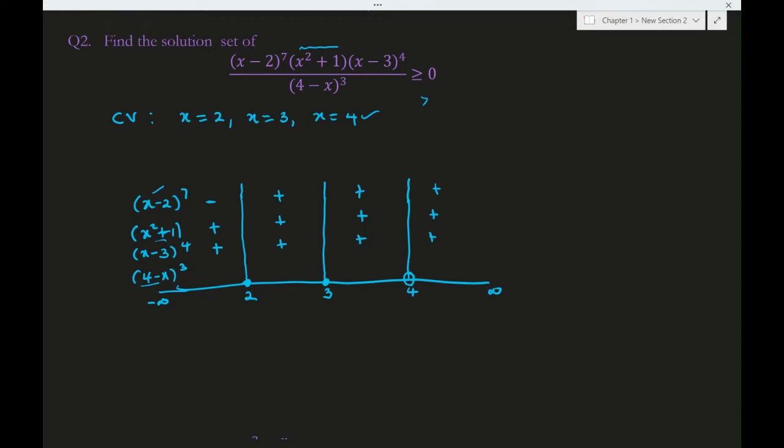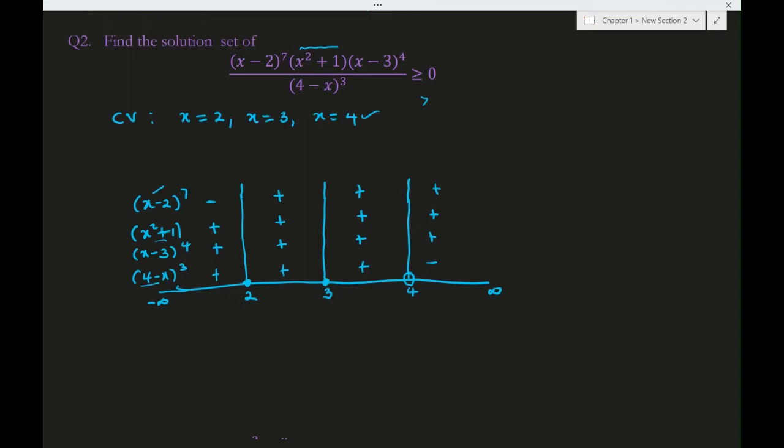Take any number between minus infinity and 2. We can still use 0. 4 minus 0 is 4. 4 to power 3 is a positive number. Between 2 and 3, we can still maintain 2.5. 4 minus 2.5 is 1.5, which is still positive, to power 3. So this is still positive here. Then between 3 and 4, we can take 3.5. 4 minus 3.5 is 0.5. So here is still positive. Then between 4 and infinity, we choose 5. 4 minus 5 is a negative number, and negative to power 3 is still a negative number. So this is what we have.